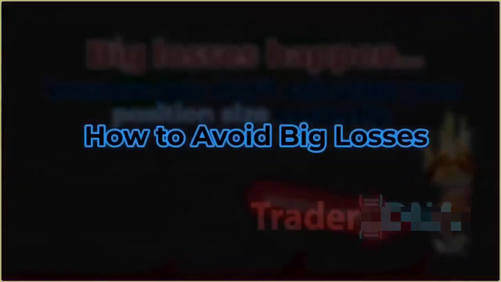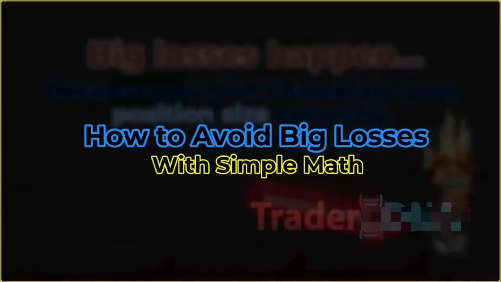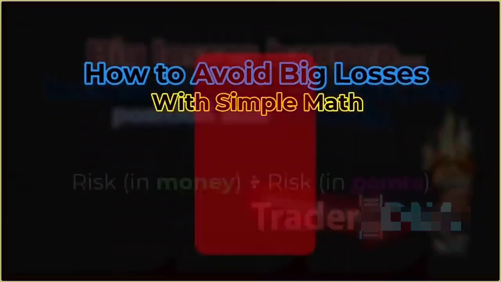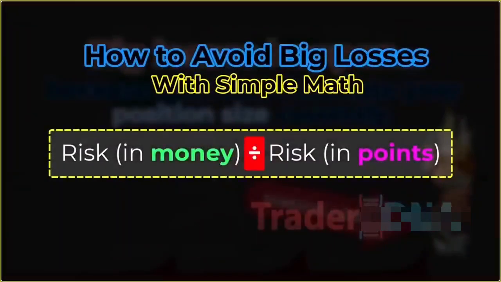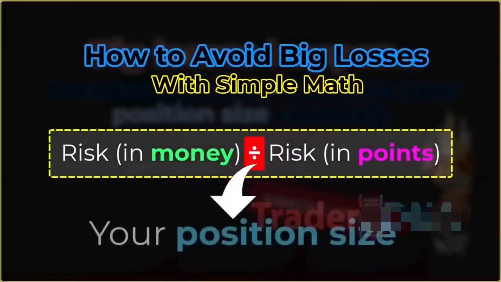Now, let me show you this using very simple math. This is what I personally use, and this is exactly what you should be using too. There's a formula, and I want you to lock this in. Watch carefully. Risk in money divided by risk in points. The result? That is your position size. That is your quantity. That's it. Simple, but insanely powerful. Now, let's go into a real example.